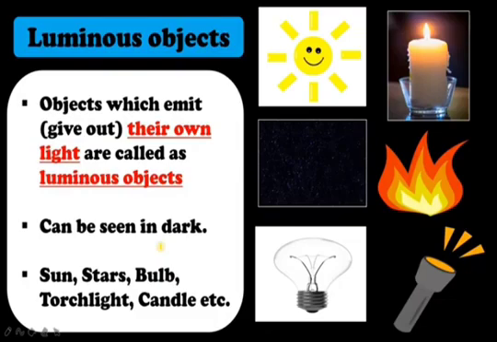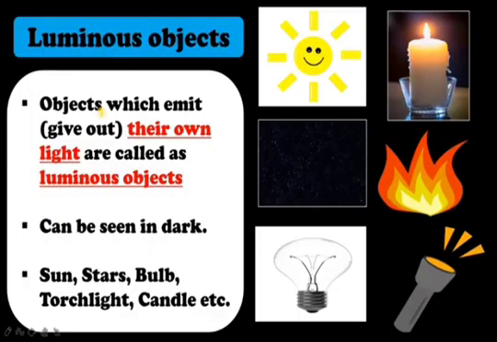They can be seen in the dark. Sun, stars, bulb, torchlight, candle, etc. Luminous means they emit their own light without any help. Look at here, this light is luminous. Luminous means which gives out light and emits light. Luminous means light producing. These are all light producing substances.